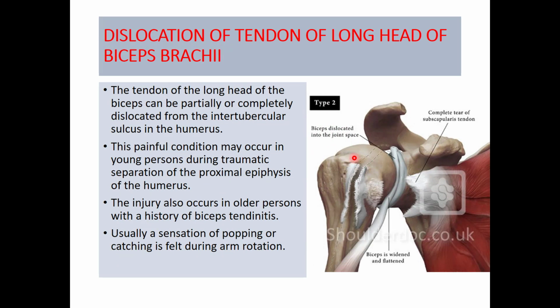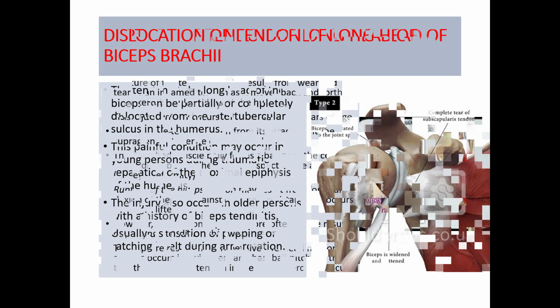Then there can be dislocation of the tendon of the long head of the biceps. See here, this is the bicipital groove or the intertubercular sulcus. The tendon of the long head of the biceps can be partially or completely dislocated from this bicipital groove of the humerus. This painful condition may occur in young persons during traumatic separation of the proximal epiphysis of the humerus. The injury also occurs in older persons with a history of biceps tendinitis. Usually a sensation of popping or catching is felt during arm rotation. So here the tendon of the long head of the biceps is dislocated, maybe partially or completely.